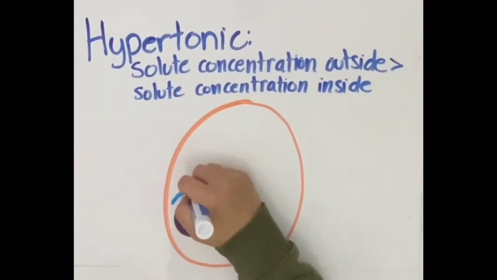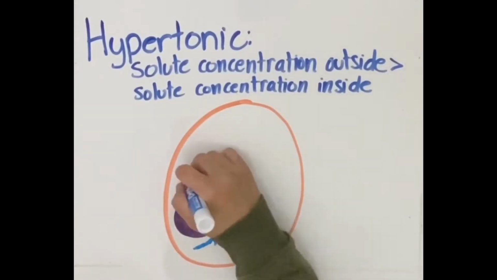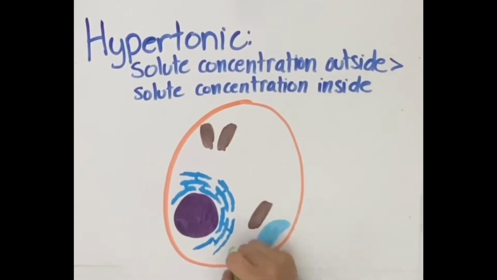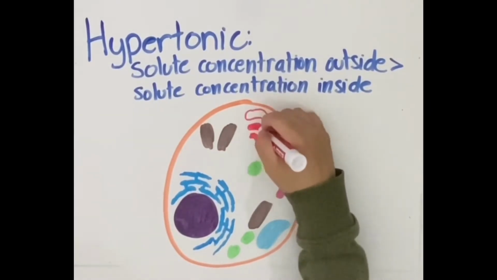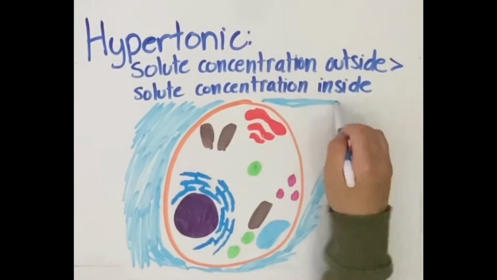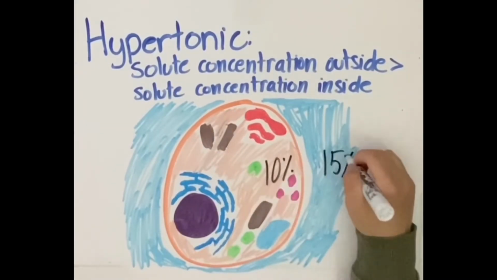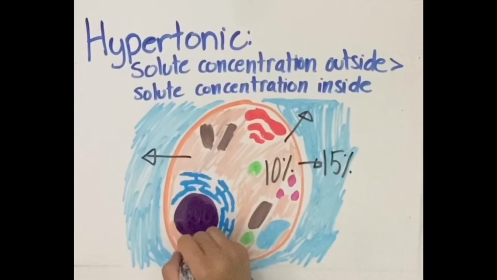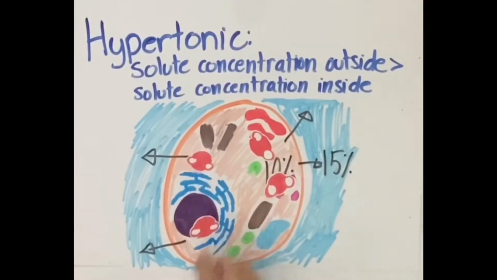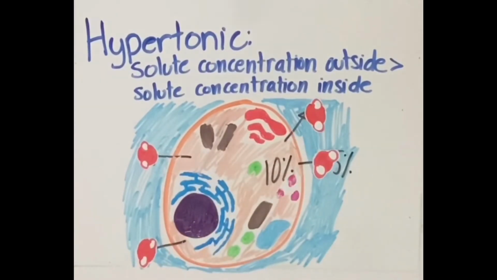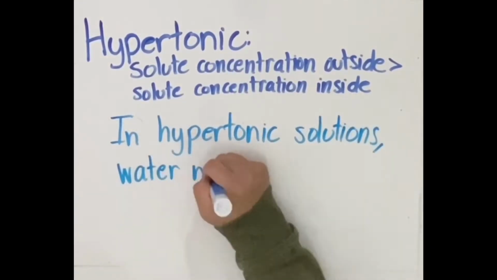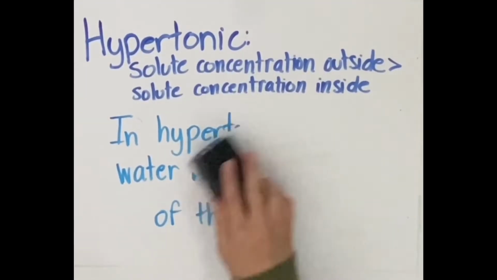In hypertonic solutions, the solute concentration on the outside of the cell would be greater than that of the inside, so the water concentration would be lower on the outside of the cell. So in a situation where 10% of salt solution was in the cell and 15% were in the environment, the water molecules would go outside where the lower water concentration is. And thus, in hypertonic solutions, water moves out of the cell.